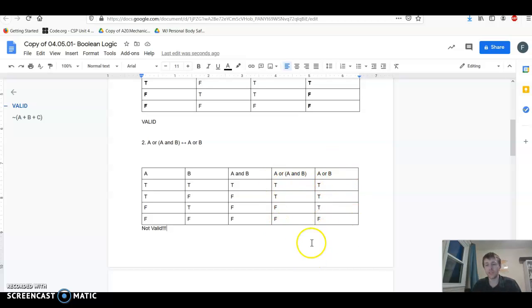In fact, if this was a 1,000-line long truth table with lots of variables, and all of them came out to be equivalent except for one line, it would still not be a valid relation. So you have to be very careful, make sure everything matches up. If it doesn't, it's not valid.